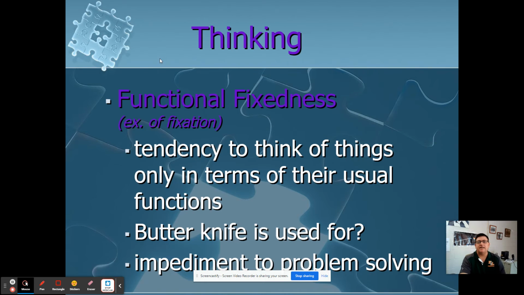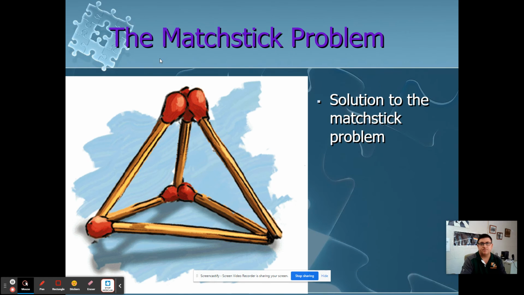Functional fixedness, a tendency to think of things only in terms of the usual functions. A butter knife is used for butter. No, I use a butter knife for a screwdriver sometimes. All right. Functional fixedness is an impediment to thinking. It's an example of fixation.